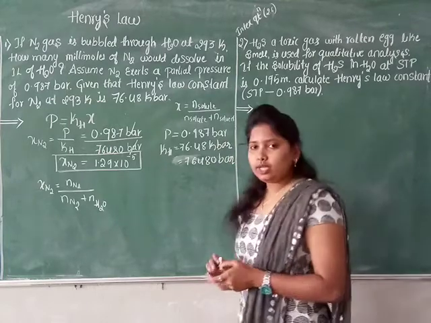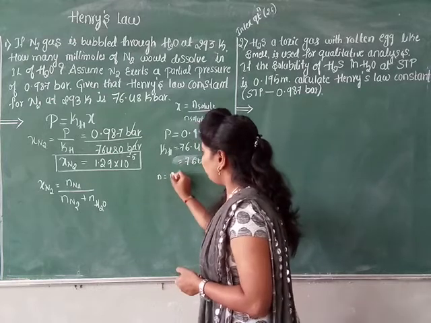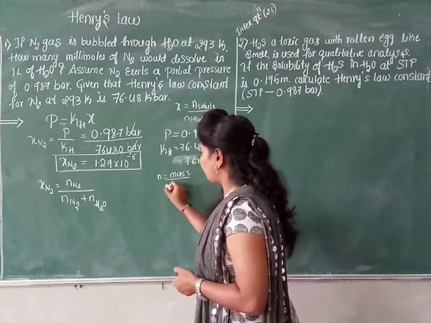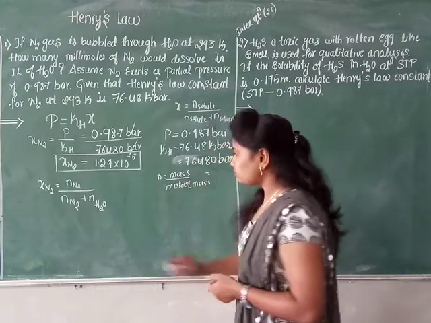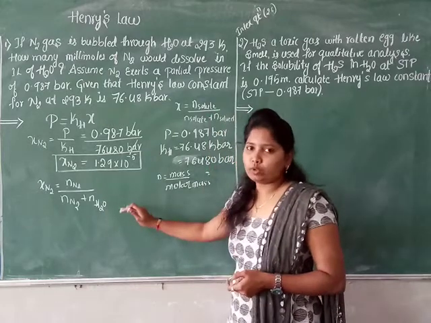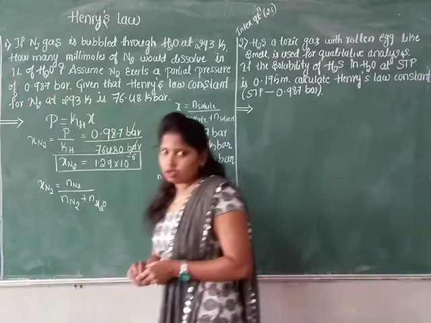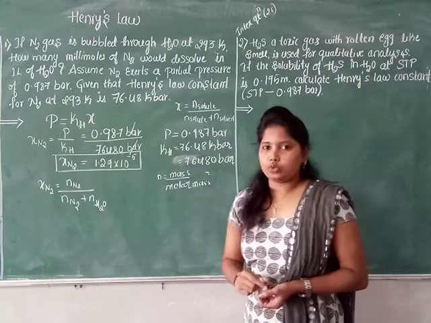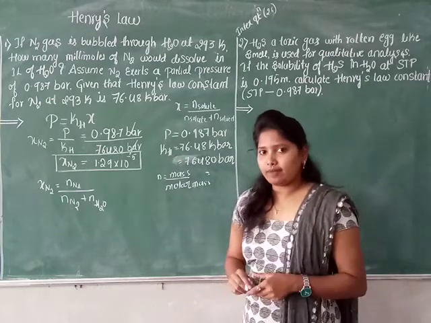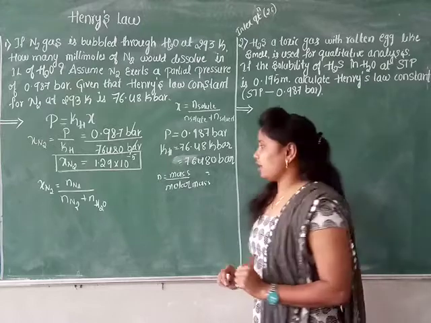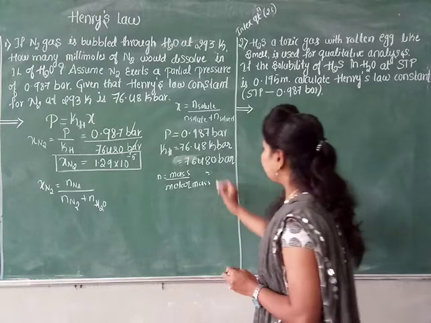So how will we calculate the number of moles of any solute or solvent? There is one formula, n is equal to mass divided by molar mass. Now I am calculating the number of moles of water. How much have they given? 1 liter of water. So 1 liter of water means how much? 1000 ml. If you consider the mass, then for 1 ml it will be 1 gram, for 1000 ml it will be 1000 gram.